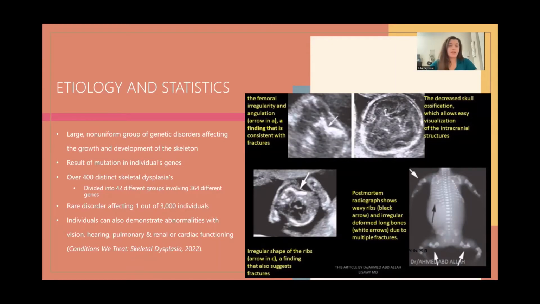So some etiology and statistics: it is a large non-uniform group of genetic disorders that affects the growth and development of the skeleton. It results from a mutation of an individual's genes. There are over 400 distinct skeletal dysplasias, which are divided into 42 different groups involving 364 different genes. It's a rare disorder affecting 1 out of 3,000 individuals. Individuals can also demonstrate abnormalities with their vision, hearing, pulmonary, renal, or cardiac functioning.